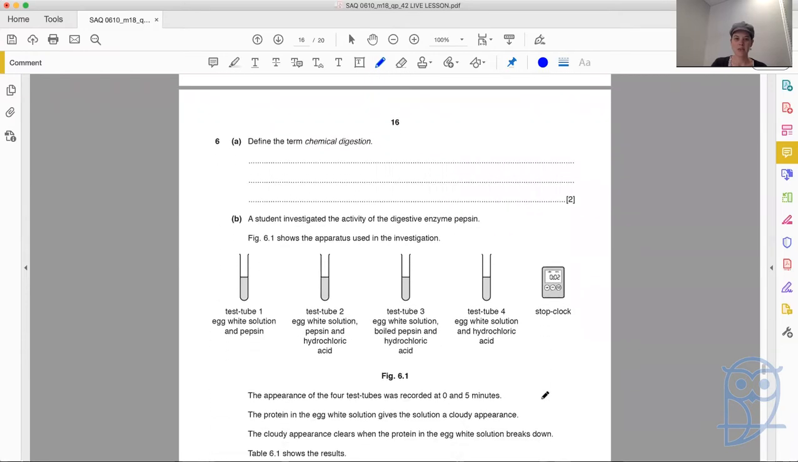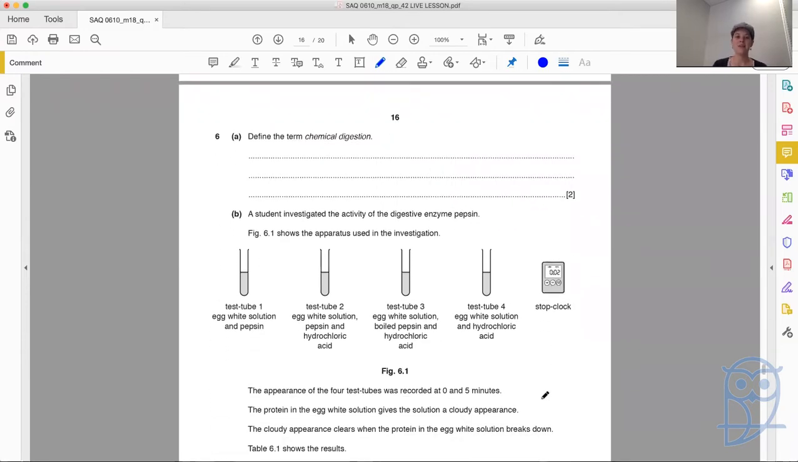Because now we're moving into something completely different. We are moving towards digestion and we are going to have a look at some enzymes. So 6, part A, asks us to define the term chemical digestion. Not mechanical, chemical. Remember, mechanical is just breaking the food into small pieces. Chemical is breaking the molecules. So we're going from large insoluble molecules to small soluble molecules, which can then be absorbed.